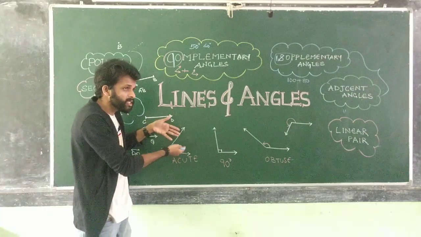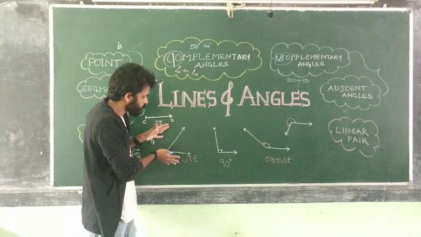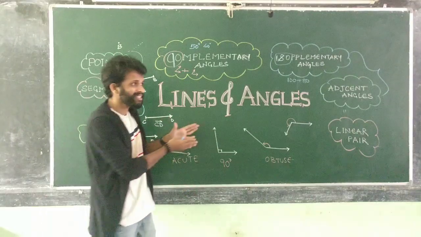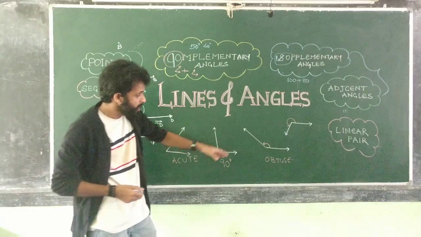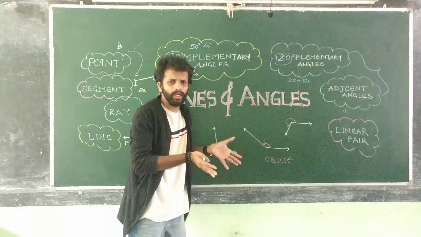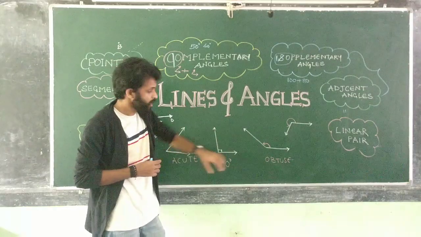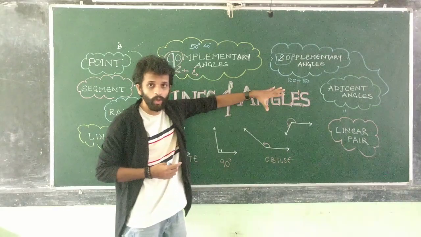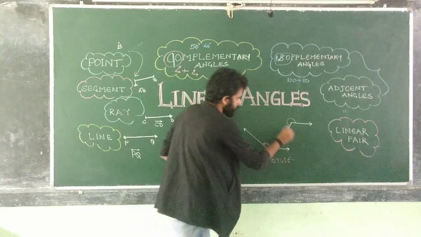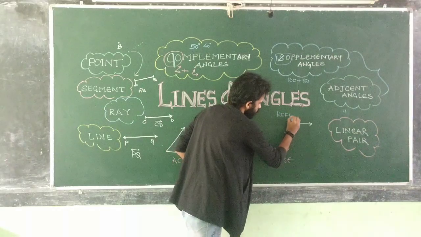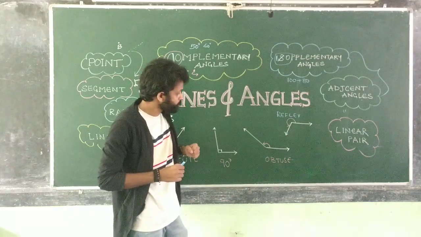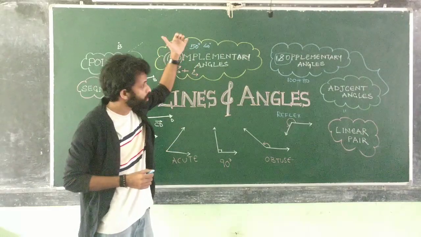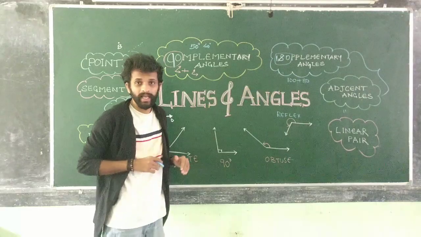Then we saw that when two rays originate from one point, if the measure of the angle is less than 90, it will be called an acute angle. If it is exactly 90, it will be called a right angle. If it is slightly more than 90 and less than 180, it will be called an obtuse angle. If it is greater than 180 degrees, then it will be called a reflex angle. And then we studied different angles that are complementary, supplementary, adjacent, and linear pair.